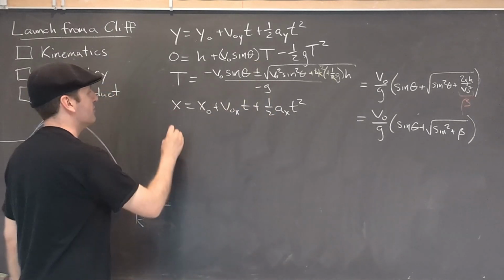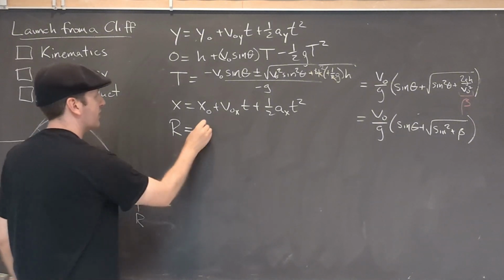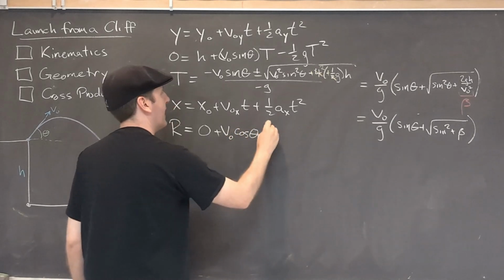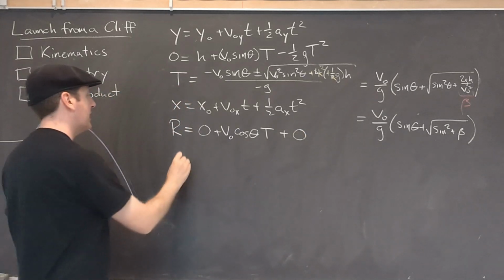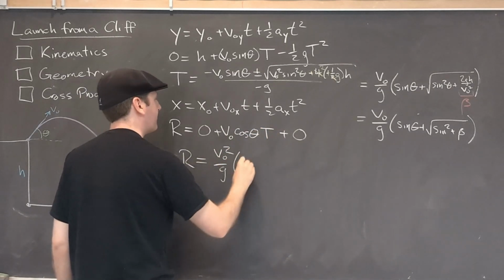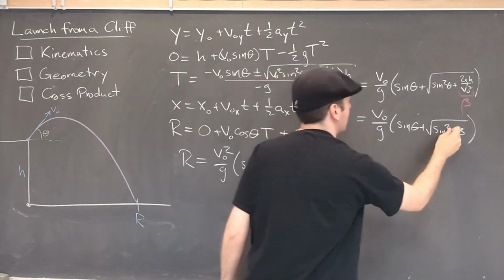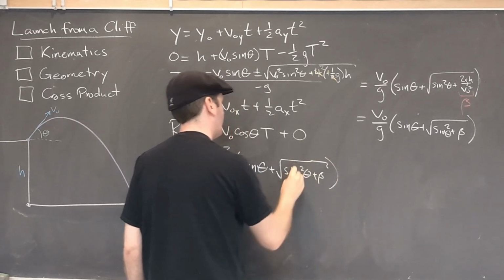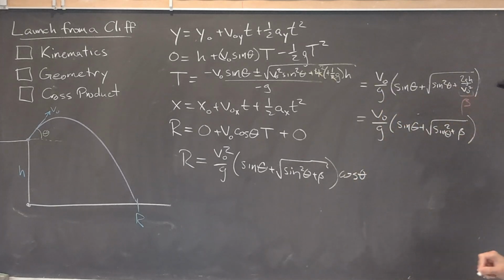I can then go to my x-coordinate kinematics equation. It's going to land at x equals r, starts at x equals 0. I do have a v naught cosine theta this time, and I'll multiply it by t, but there is no acceleration in the x direction. So I end up with this range. V naught times this will just be v naught squared over g sine theta plus the square root of, that should have been a theta there, sine squared theta plus beta. Okay, and then we also need to put our cosine theta on here as well.